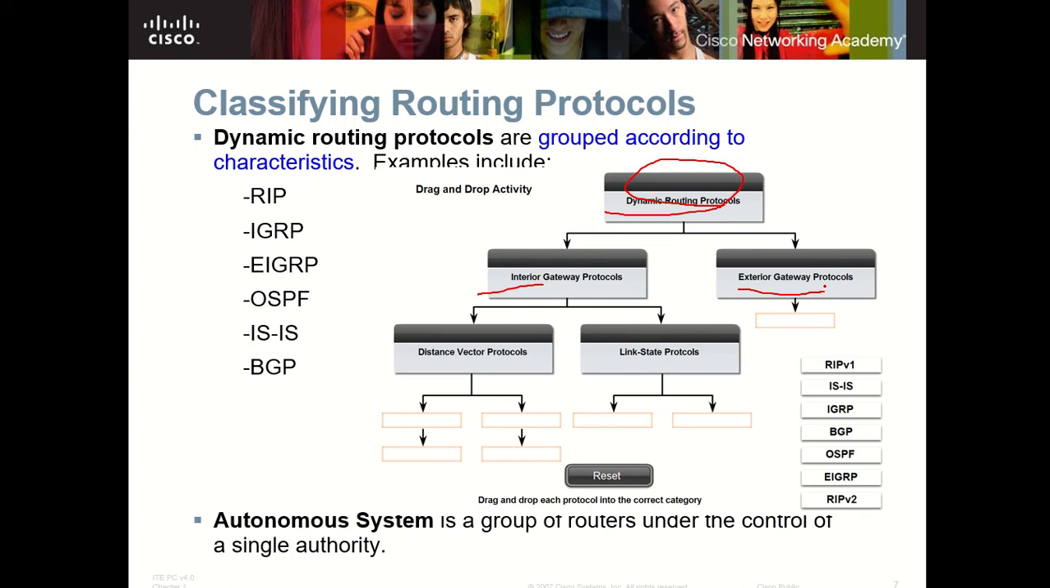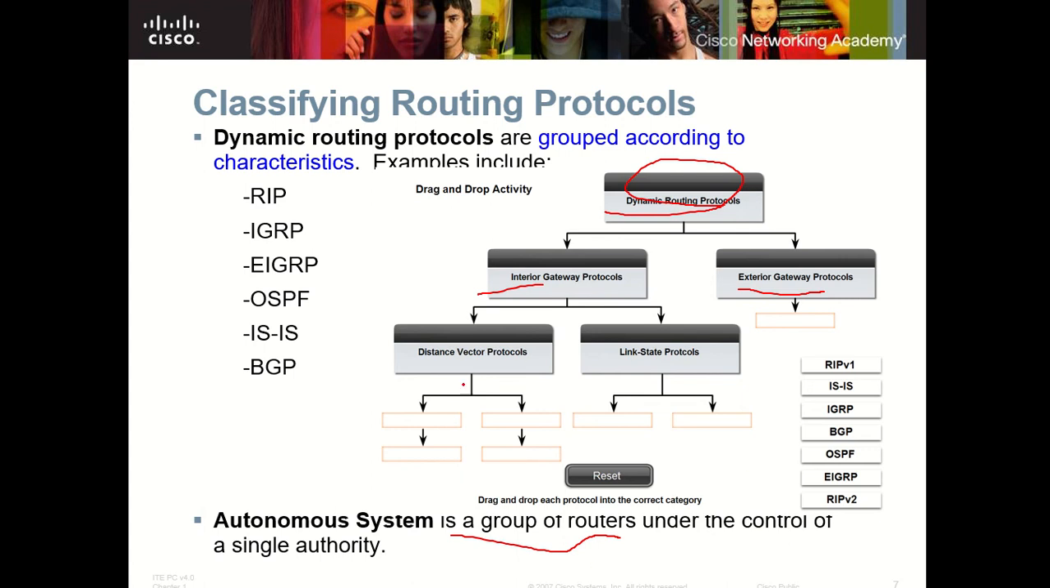From the word itself, interior means these are the protocols we use within our autonomous system. When we say exterior gateway protocol, that protocol is used when we are outside of our autonomous system. So, what does autonomous system mean? It is a group of routers under the control of a single authority. So, for instance, the network of the Caraga State University can be called an autonomous system.